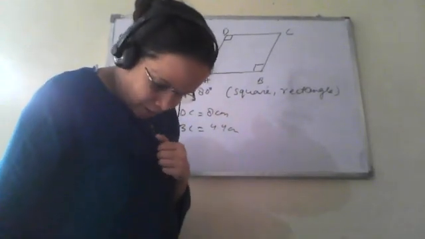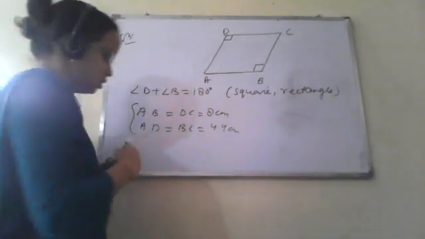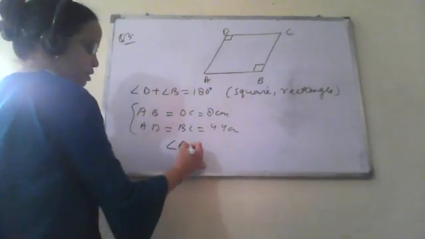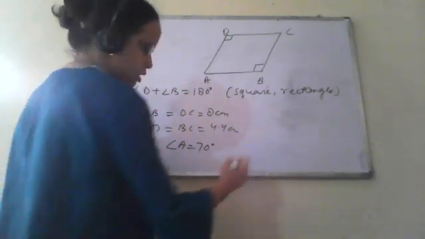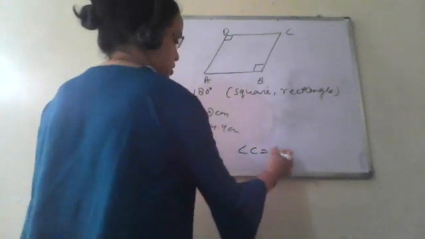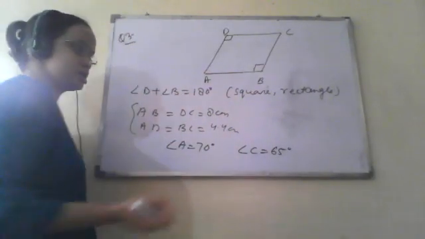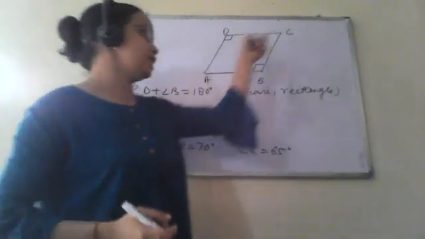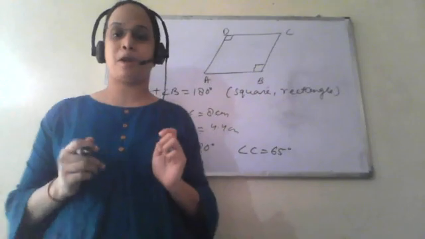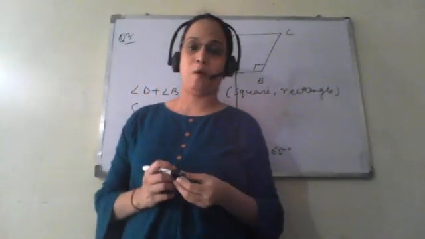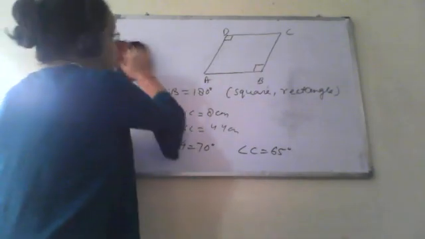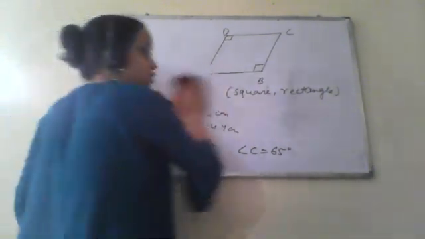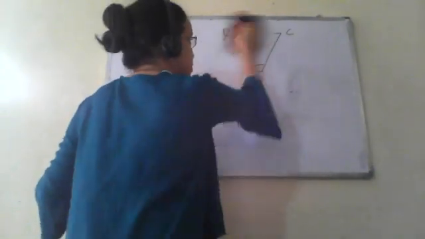Okay. Now the third condition is angle A equals 70 and angle C equals 65. So opposite angles are not equal. Angle A is 70 and C is 65. So it will not be a parallelogram, because in a parallelogram opposite angles should be equal. I hope you understand what a parallelogram is and what the different properties of a parallelogram are.